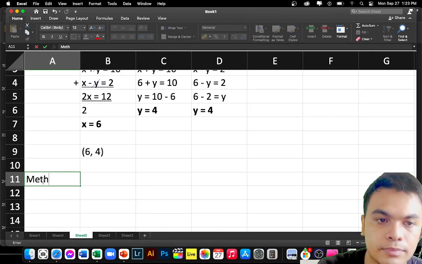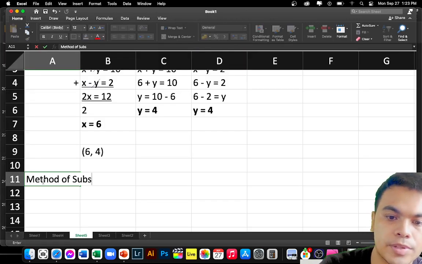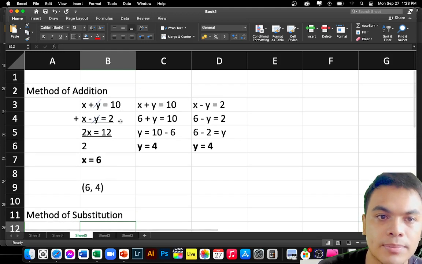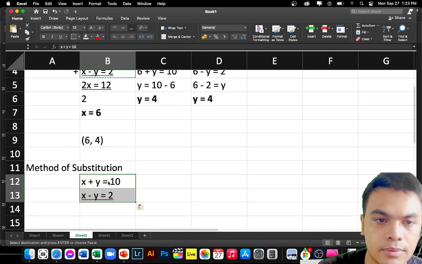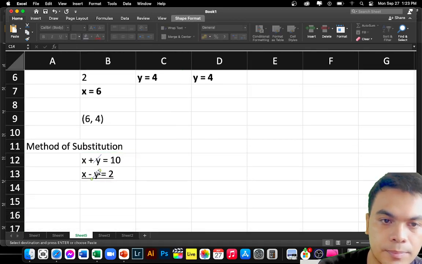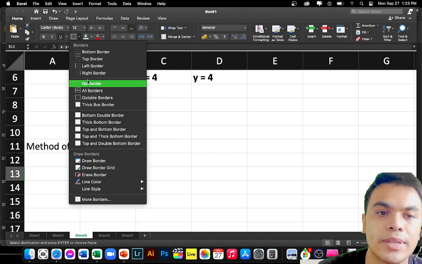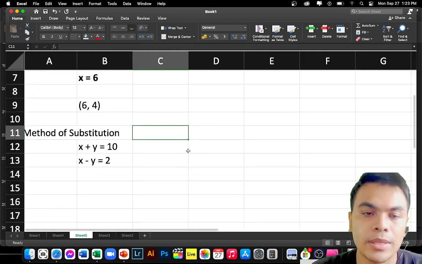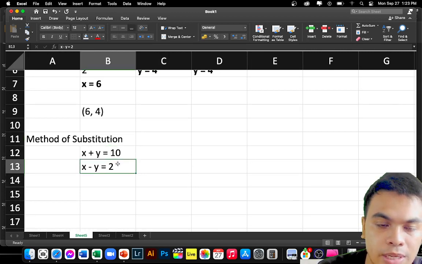Method of substitution. Okay, do we have the same formula? X plus y is equal to 10. Copy ito. This is our formula. This is our equations that is given. We will be using method of substitution. Okay? So for the method of substitution, we will be using either one of these formulas and we will substitute, okay, to the other formula.